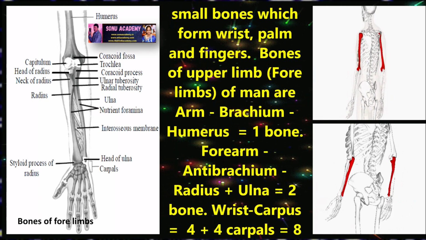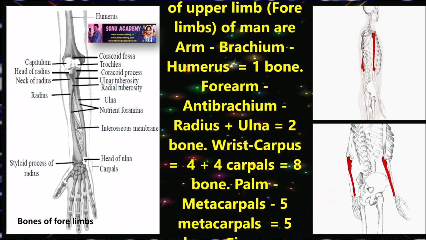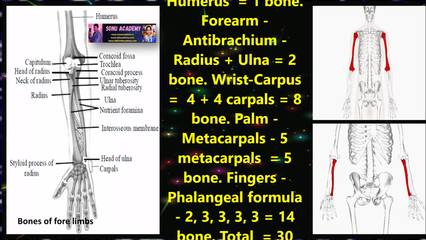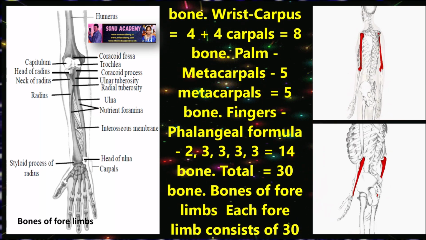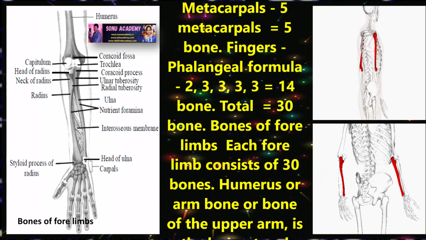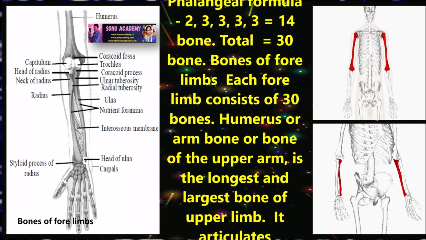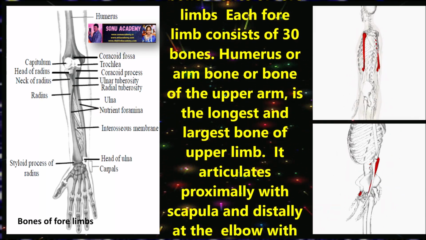radius plus ulna is two bones, wrist or carpus, 4 plus 4 carpals, 8 bones, palm, metacarpals, 5 metacarpals or 5 bones, fingers, phalangeal formula 2 plus 3 plus 3 plus 3, 14 bones. Total, one hand consists of 30 bones. Children, let us discuss the bones of the forelimb. Each forelimb consists of 30 bones.